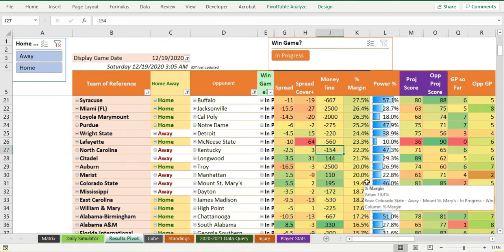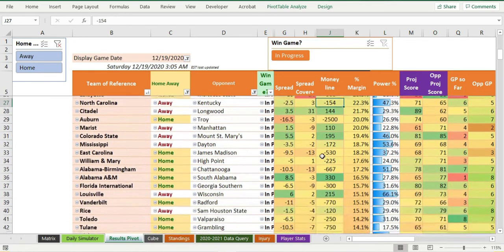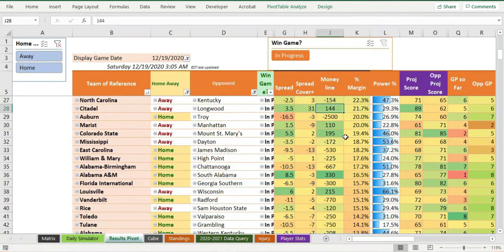North Carolina away against Kentucky. We have North Carolina as a 47%. These teams have played some games. Interesting call on the road, but they're favored on the road, so it's kind of a bummer for the line. But it does like North Carolina there.